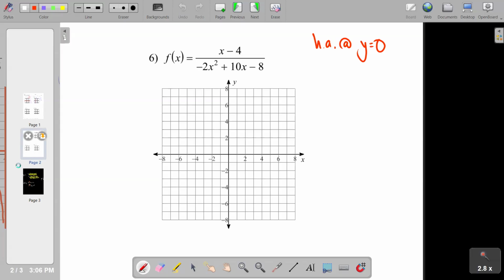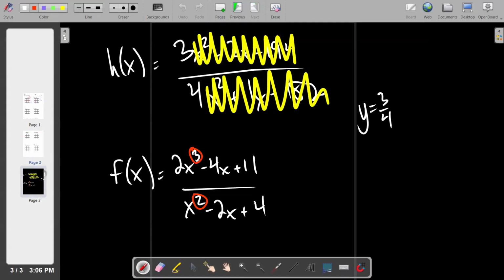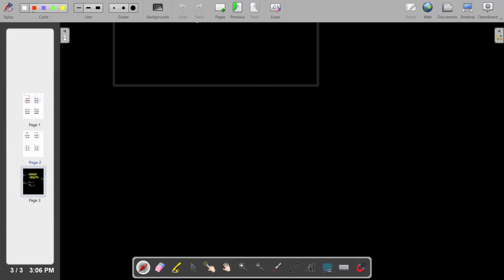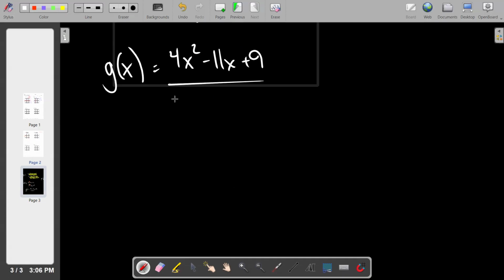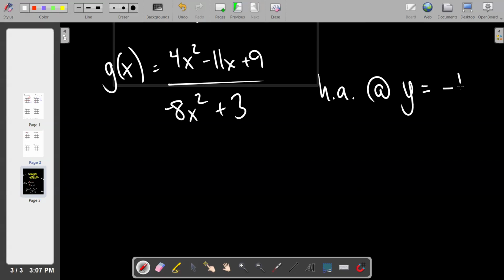And so again, let me go to my other page and just give you a simple example. So if you were going into a function g of x and it said, 4x squared minus 11x plus 9 over negative 8x squared plus 3. And I said, is there a horizontal asymptote? You would say yes. And if I said, where is it? You would say it is at y equals negative 4/8, right?